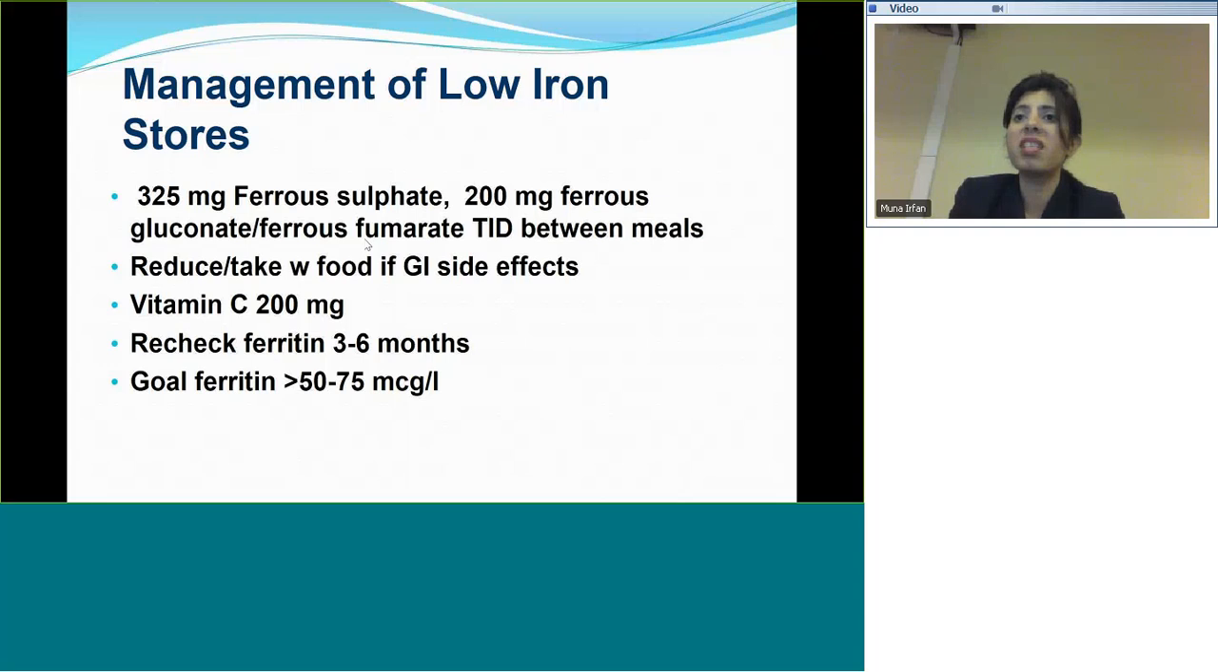Vitamin C taken together with iron supplements can increase the absorption, and some formulations like Vitron C come with iron and vitamin C together. Recheck ferritin in 3 to 6 months, if the facility or the patient can afford to get the lab done. Typically, I go by clinical response. If they're doing better, I will probably not check ferritin, but I would like to at least do it maybe in a year or so, just to make sure that we are not overloading them with iron, which is typically not the case. Goal ferritin should be above 50 to 75.